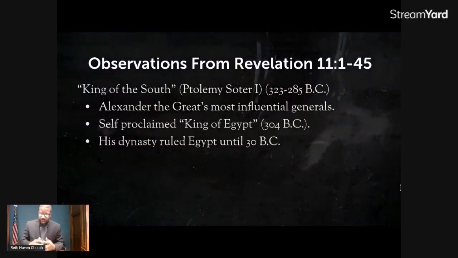So the king of the south, again, Ptolemy is his name. Ptolemy I, 323 to 285 BC. He was one of Alexander the Great's most influential generals. Now, what's interesting is he was so great, he even proclaimed himself the king of Egypt, because Alexander divided this land to him and parceled it out. So he referred to himself, I'm the king of Egypt now, right? His dynasty ruled Egypt until 30 BC. So that's a long time, right?